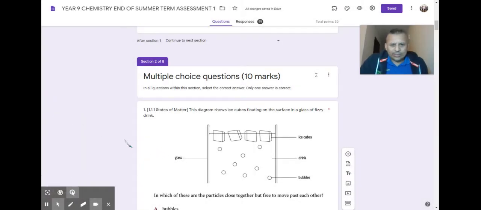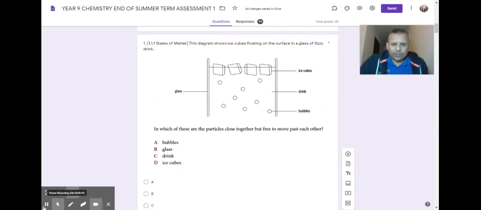And what I need to do is make sure that I cover all of the answers to the questions, but at the same time I also need to give a little bit of explanation about the reasoning behind why each of the marks are given for the answers that I present. First question, in which of these are the particles close together but free to move past each other? The answer was a liquid, so the answer is C, drink.